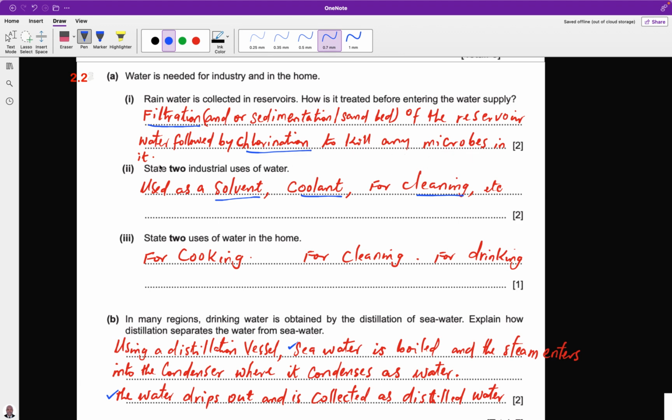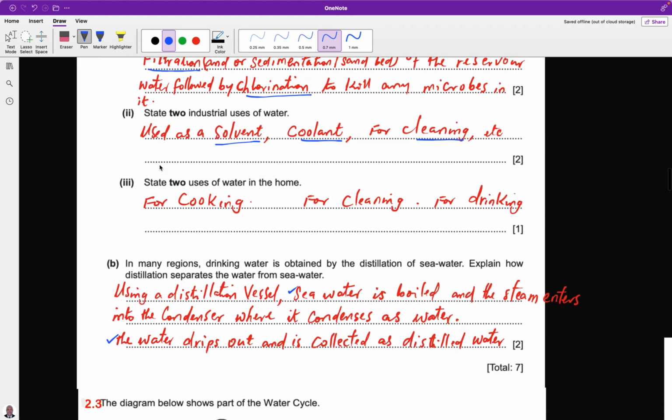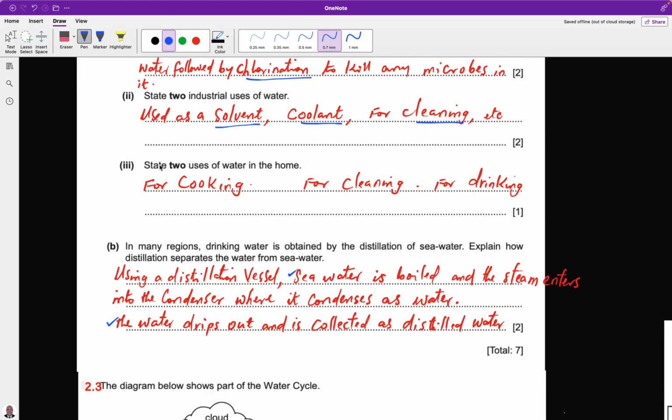That is 2 marks. Stage 2, industrial uses of water. We are still going back to what we discussed. Used as a solvent, used as a coolant, used for cleaning. Stage 2, uses of water in homes. Of course, in your homes, water is the major thing that we use there. In our homes, we will use water for cooking. We will use water for cleaning ourselves and kitchen utensils and household utensils. We will also use water for drinking.